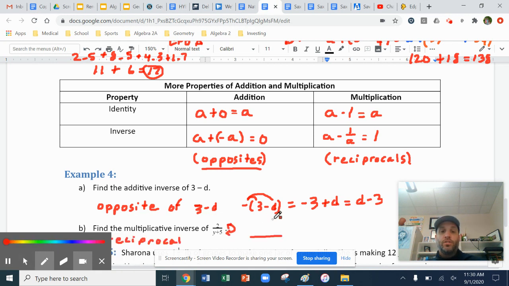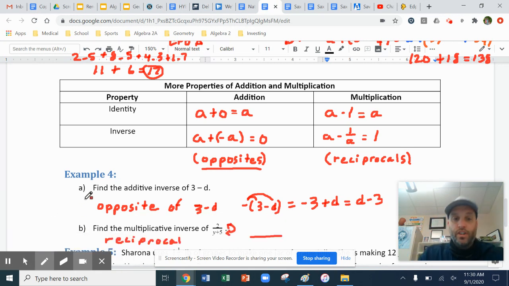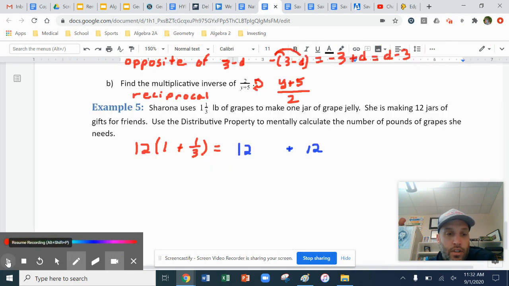When looking at a multiplicative inverse, we are looking for the reciprocal of the given value. So we got 2 over y plus 5. To find the reciprocal, we just interchange the numerator and denominator. So y plus 5 in my inverse is going to be in the numerator over 2. So there would be my multiplicative inverse.